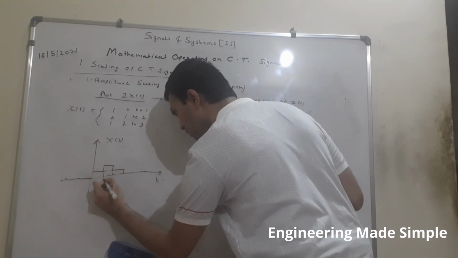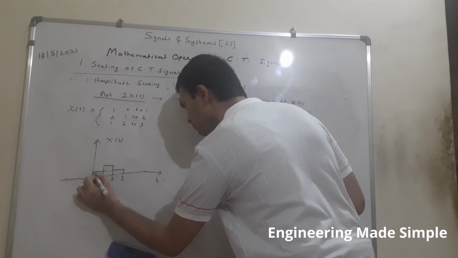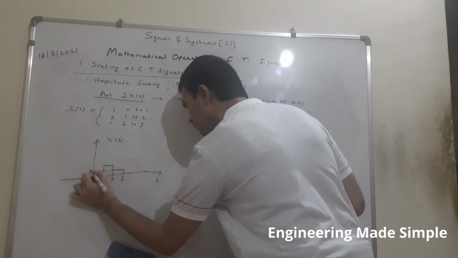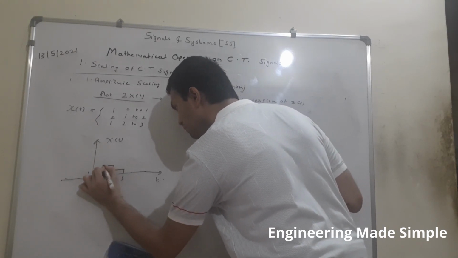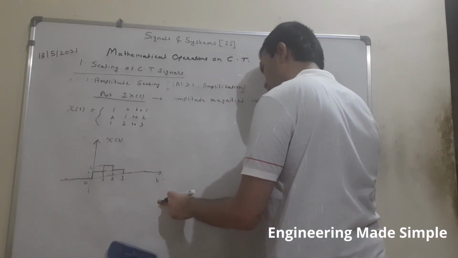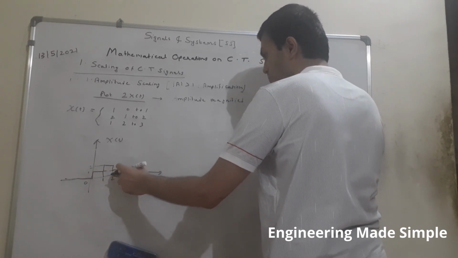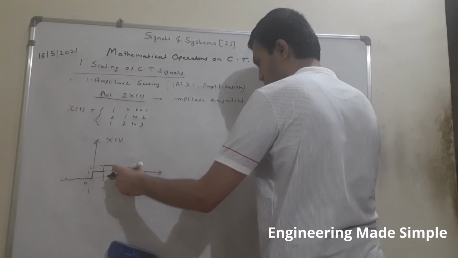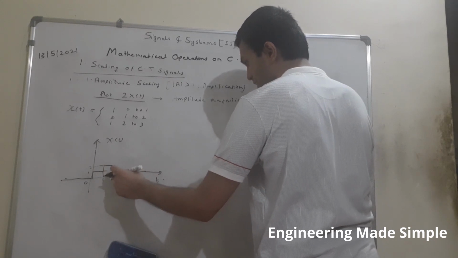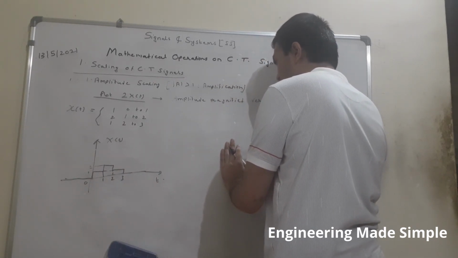Okay. So this is 1, 2, 3. This is 0. Here its value is 1, here its value is 2 again. The dotted line is not part of the signal. It is just for you to understand which amplitude value corresponds to which time interval. That is the reason I have drawn this dotted line over here. So this is our given signal x of t.